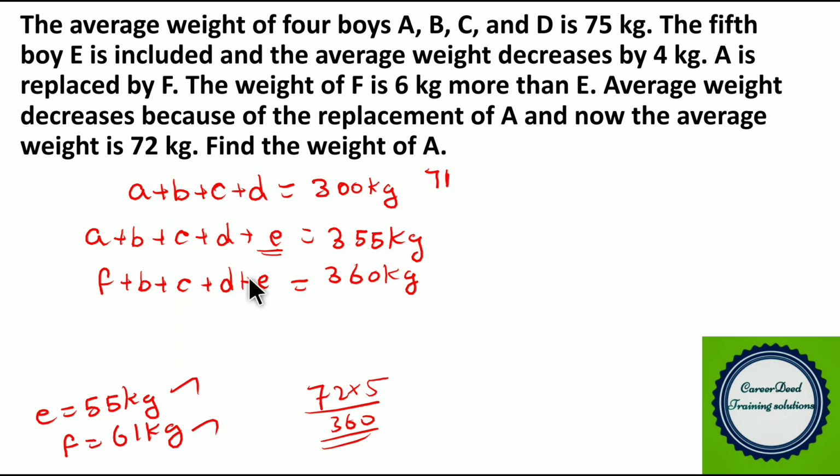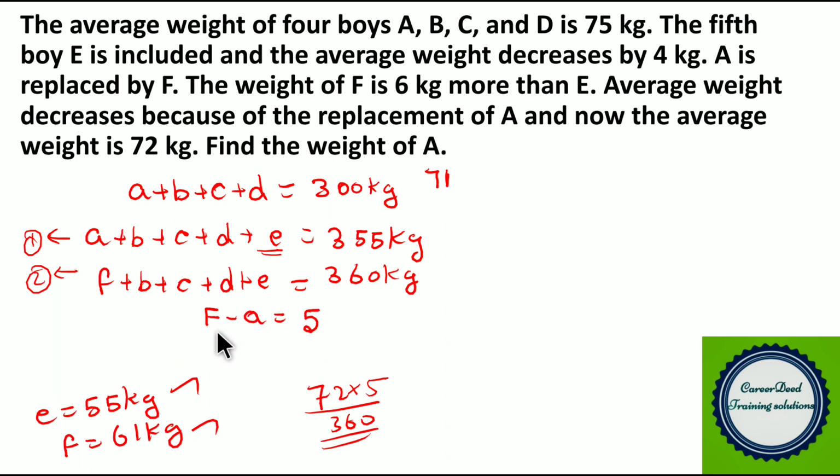Okay, now you totally have 2 equations here. So with these 2 equations, let's check whether we could find the weight of A or not. Okay, now just subtract the second equation and first equation, right? So just subtract this, first equation from second equation. Automatically B, C, D and E get cancelled. Now you are left with F minus A. So F minus A equal to 5 kilogram.